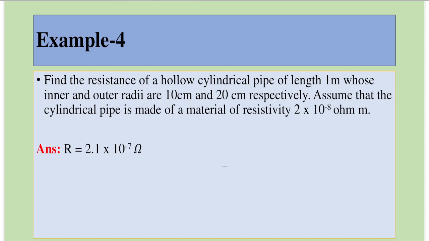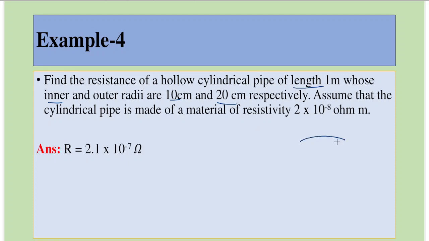Example 4 says, find the resistance of a hollow cylindrical pipe of length 1 meter whose inner and outer radii are 10 centimeter and 20 centimeter respectively. Assume that the cylindrical pipe is made of a material of resistivity 2 into 10 power minus 8 ohm meter.